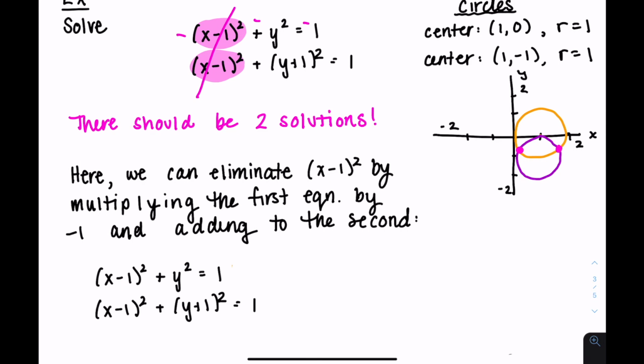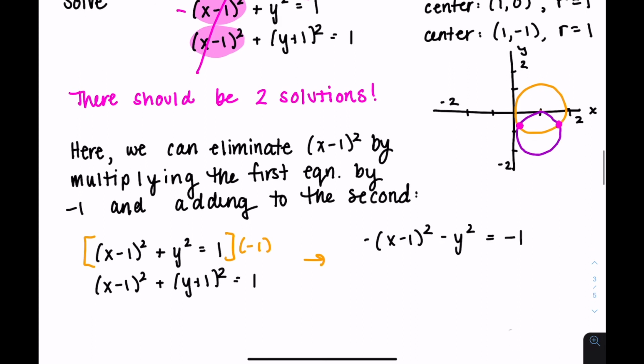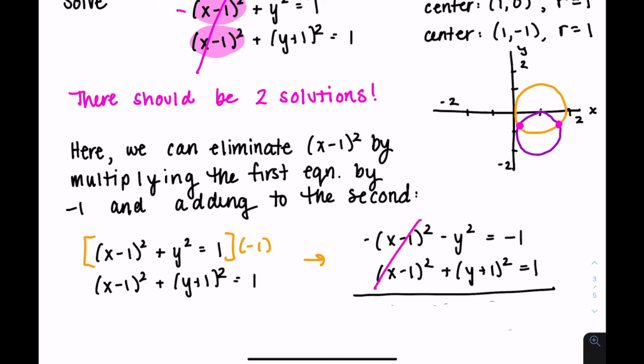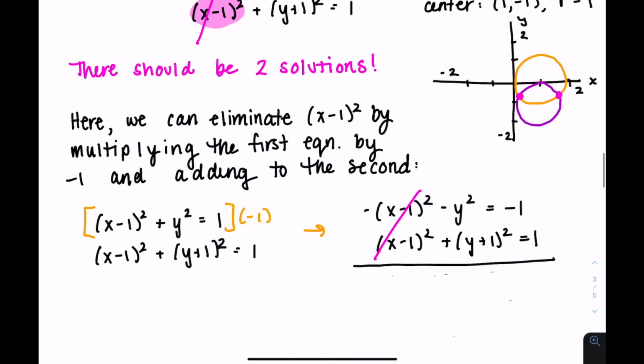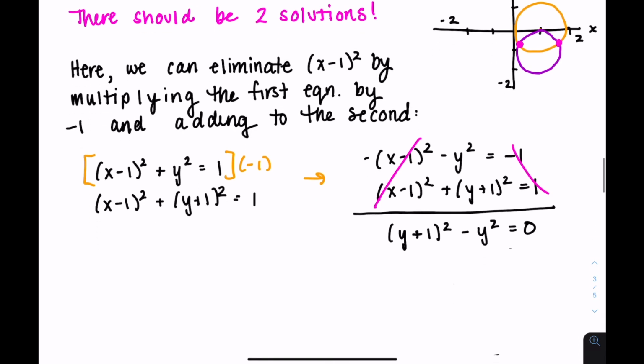So we've got our two equations, and I want to go ahead and multiply this first one by negative 1. And that's going to lead to this equation, so everything becomes a minus. I don't touch this at all, and I want to go ahead and add them together. But now when you add them, those are exactly the same thing, but opposite signs. And now I've got a y plus 1 squared minus y squared. And then negative 1 plus 1 will also cancel out, and we'll be left with 0.